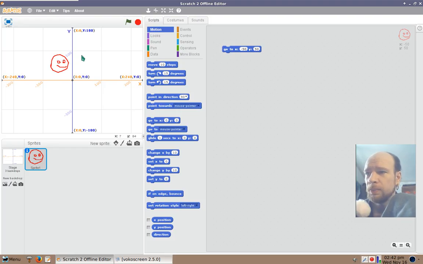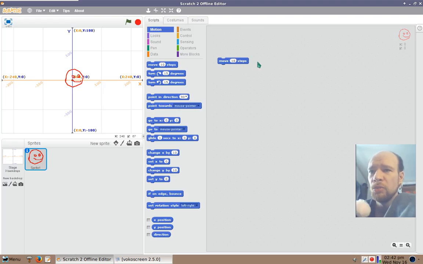The movement, this is just jumping straight to that position, okay? Let's go back to 0, 0. Okay, it's centered. Now if you were to move a certain amount of steps, you're actually moving pixels. If you do 50 again, it's going to move 50 pixels. Now the thing is it's going to move 50 pixels in the direction it's facing.